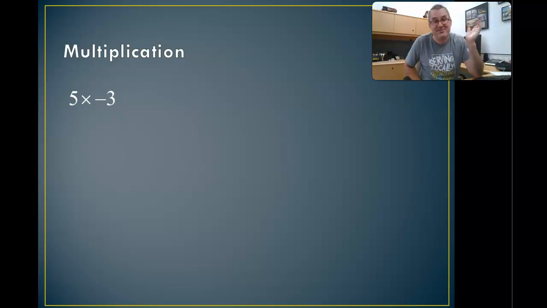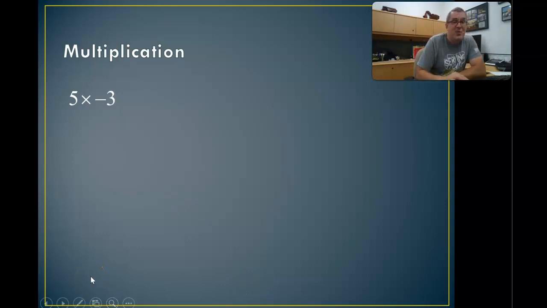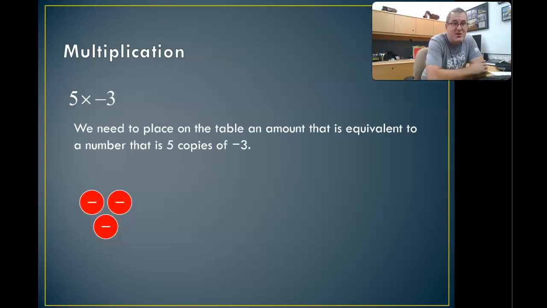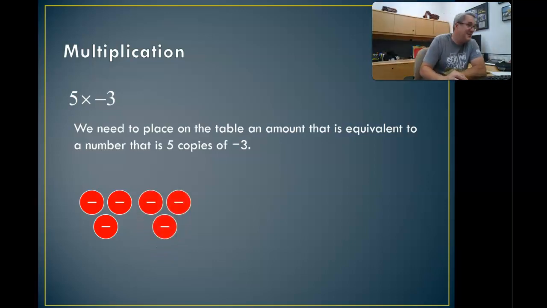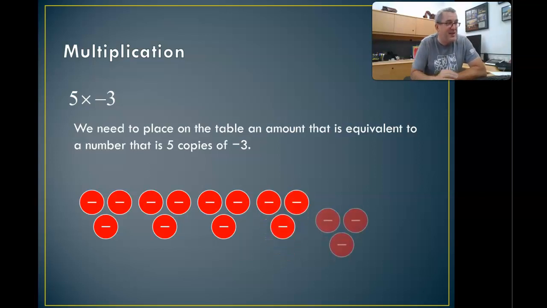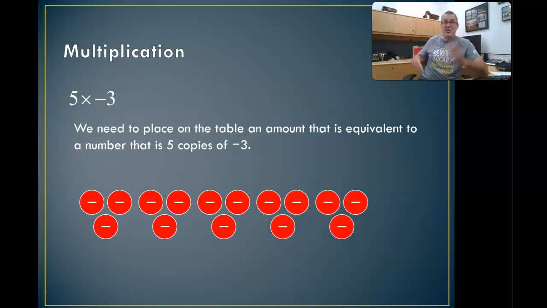Did you pause the video? Let's go, 5 copies of negative 3. So now we're creating on the table an amount that is equivalent to 5 copies of negative 3. So you'd make 1 copy of negative 3. You'd make 2 copies of negative 3. You'd make 3 copies of negative 3. You'd make 4 copies of negative 3. You'd make 5 copies of negative 3. You have 5 times negative 3. What do you have? Clearly, 5 copies of negative 3 means you've got negative 15.